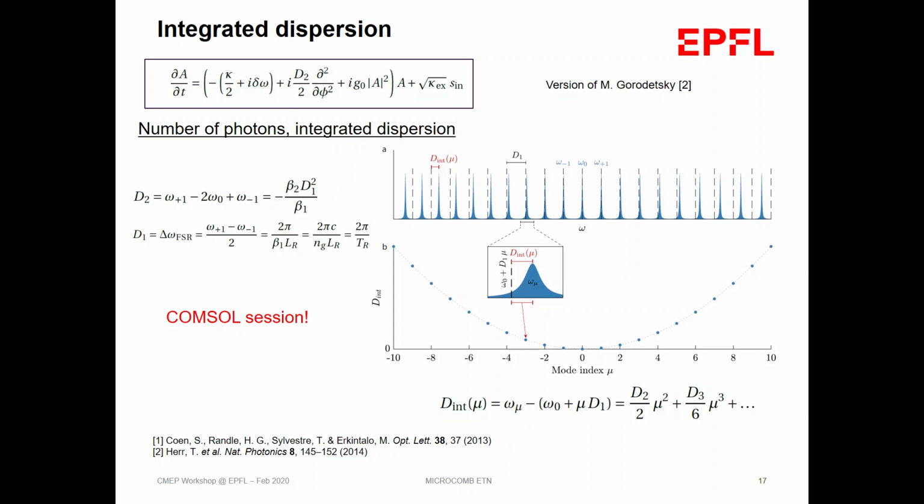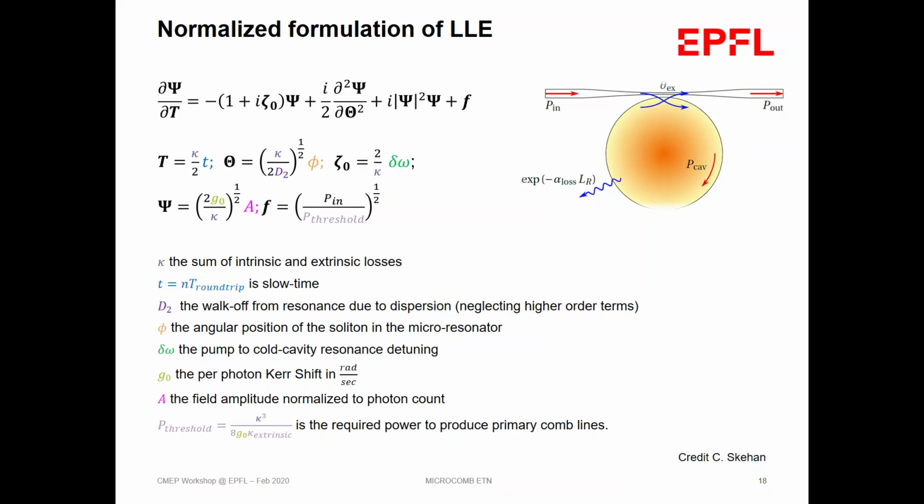A very nice thing about the Lugiato-Lefever equation is the following. You can make a very simple change of variables. You renormalize your slow time, you renormalize your fast time, or the angle inside the resonator, since we work with both. You renormalize your detuning, your field, and your pump term. And now the LLE looks like this. It's super simple. There are no additional terms.